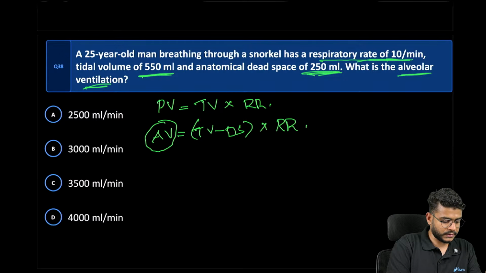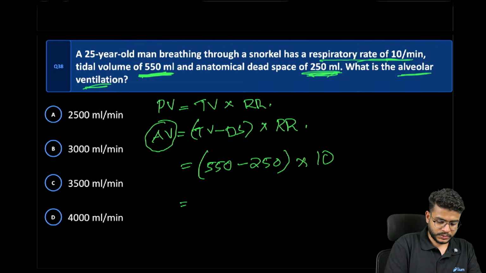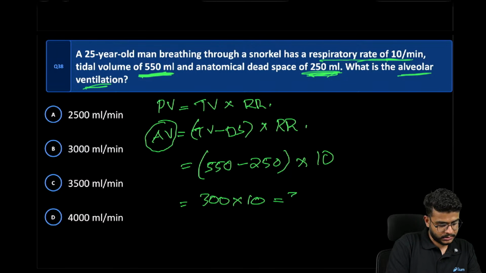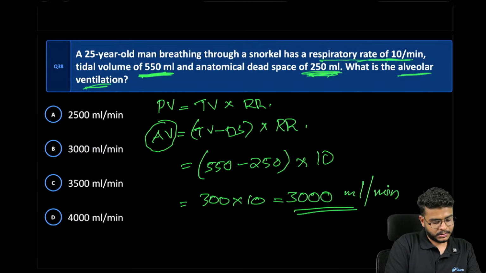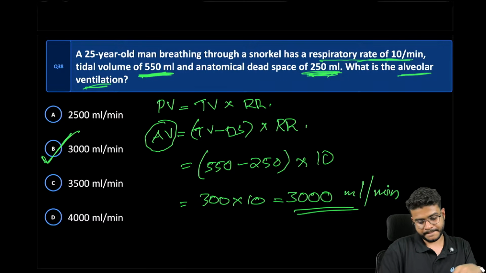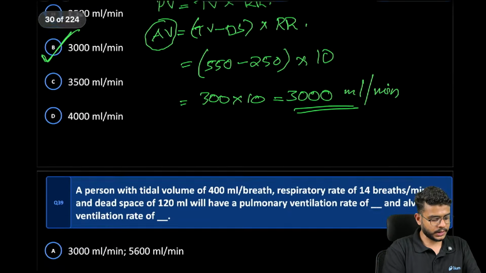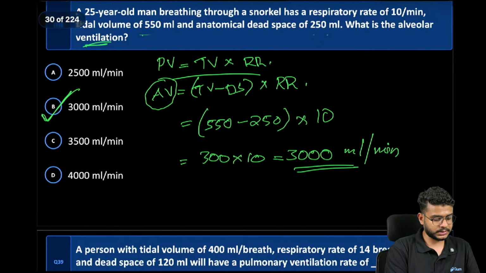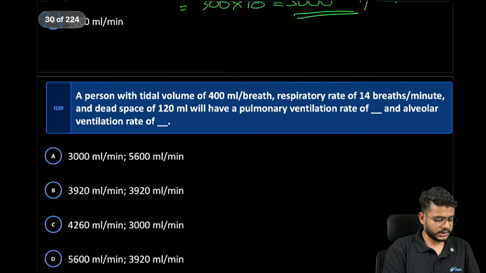So just put the values. Tidal volume is 550 minus dead space is 250 into respiratory rate is 10, which will be 300 times 10, 3000 ml per minute. Okay, easy, option B. Just know these two equations and put the values. Next question, a similar one.